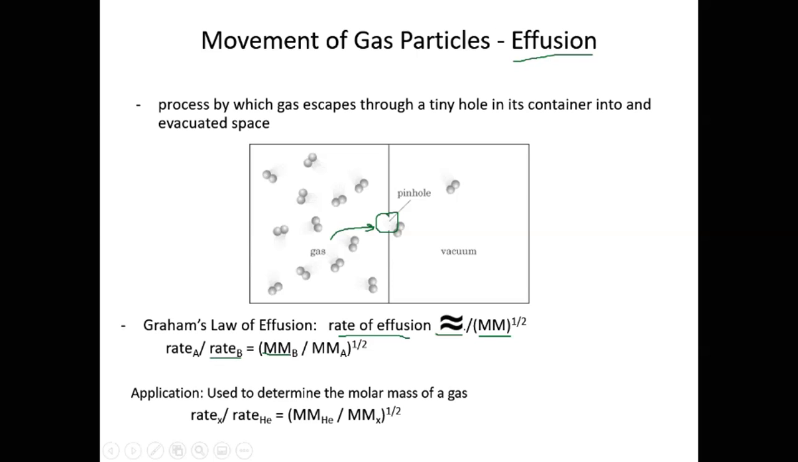And so we can use this to determine the identity of an unknown gas. If we know the rate of an unknown gas and we know the rate of a known gas, we can determine the molar mass of our unknown gas and then possibly the identity of the gas. We'll look at a problem of that in just a moment.